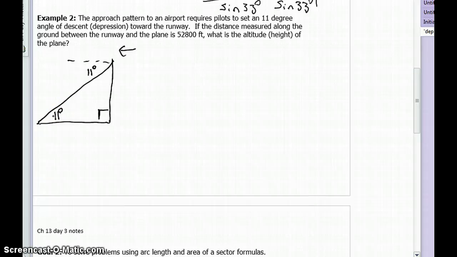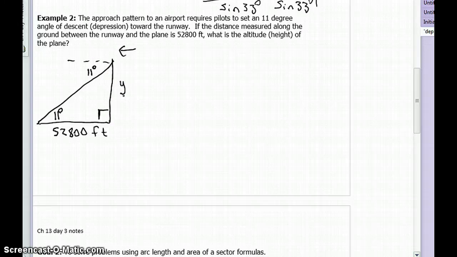All right, let's keep filling this in. If the distance measured along the ground between the runway and the plane is 52,800 feet. It's a big number, but that's 10 miles. So 52,800 feet. What is the altitude or the height of the plane? So we're actually looking for this, and I'm just going to use y. We're used to y going in the vertical direction. You can use whatever letter you want.